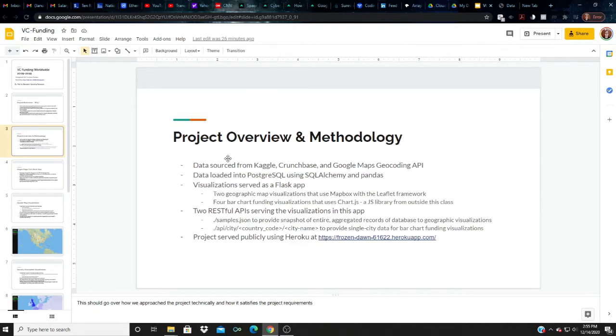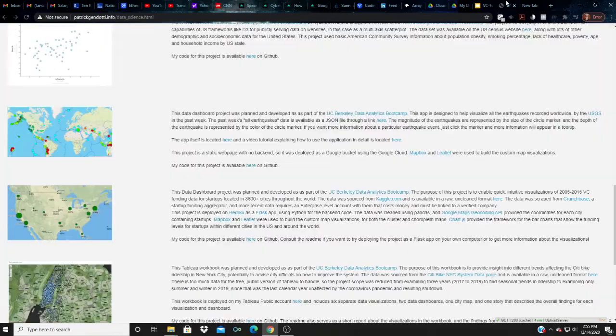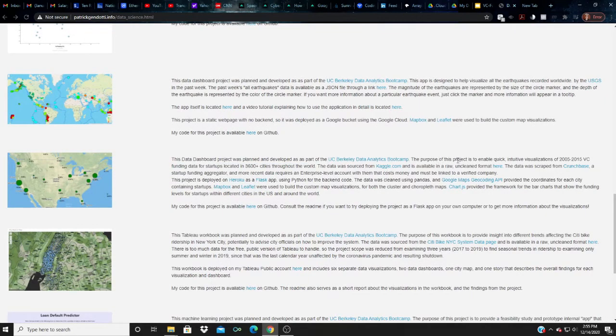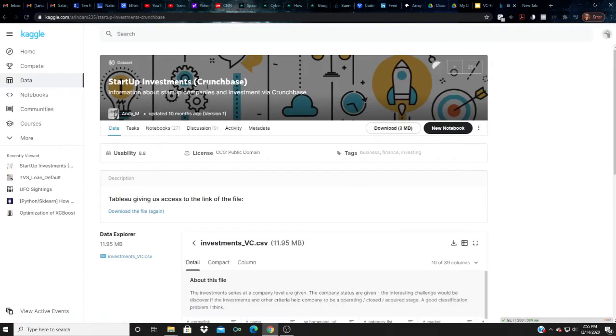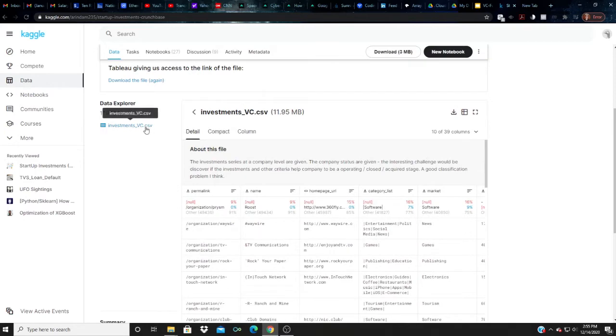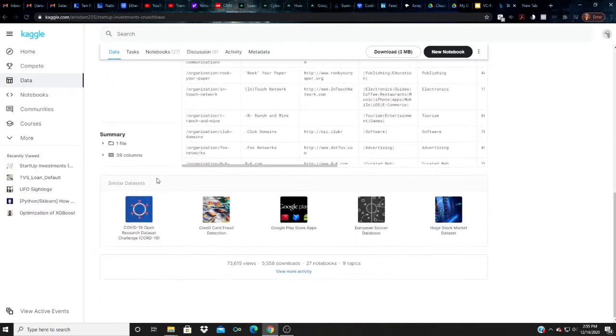we got the data from Kaggle, so I showed you that already. The data on Kaggle is from Crunchbase. So if you go here and look at this little summary of the project, you can get the data here. It says Startup Investments Crunchbase. It's a usability 8.8. It's about 12 megabytes, so you can get that CSV, comma separated value file right there.